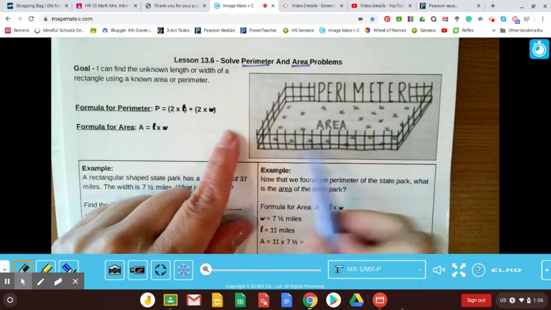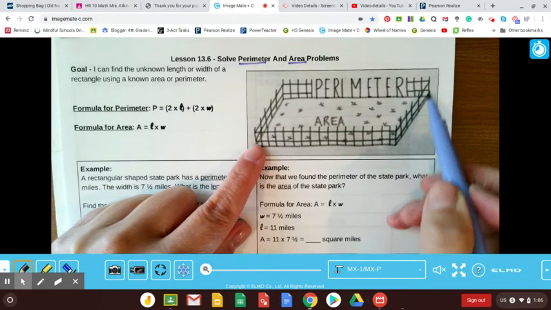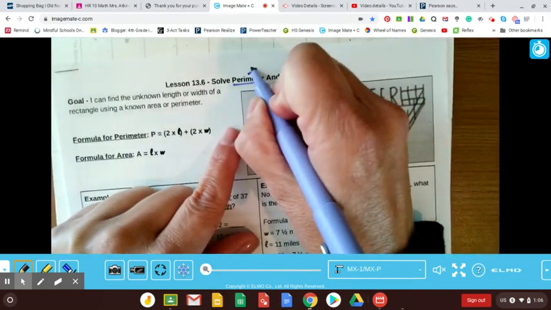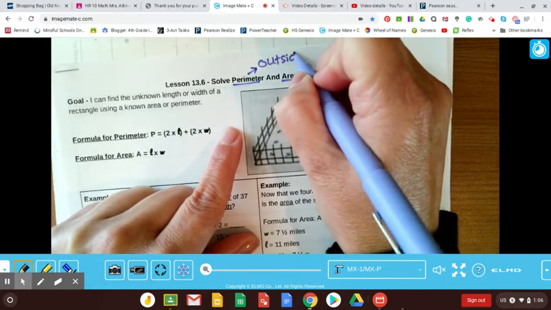Perimeter is the distance around the outside of something, right? So you have here your fence, which represents the perimeter. It's the outside. So I'd like you to write that on your paper, outside.